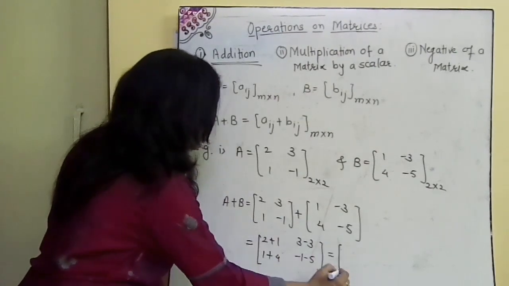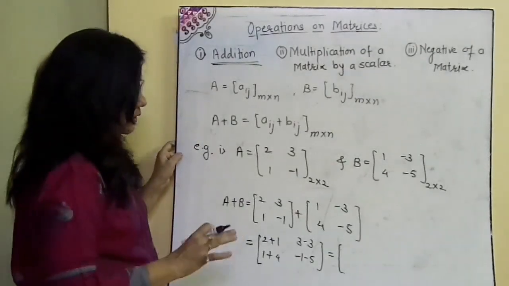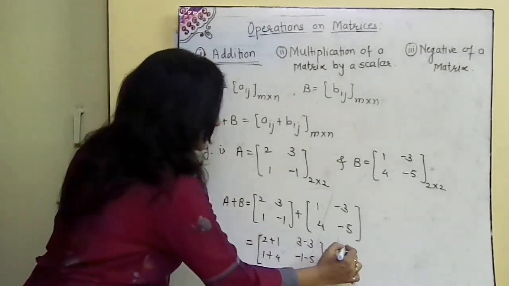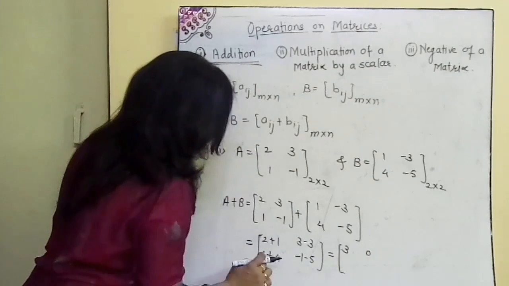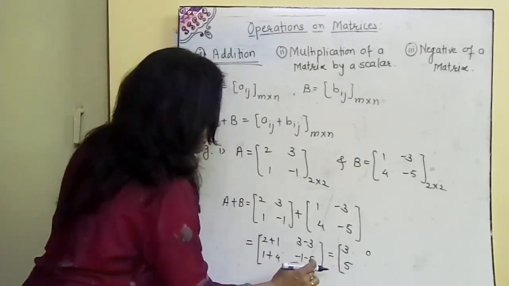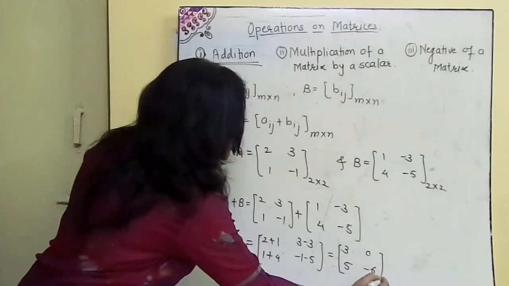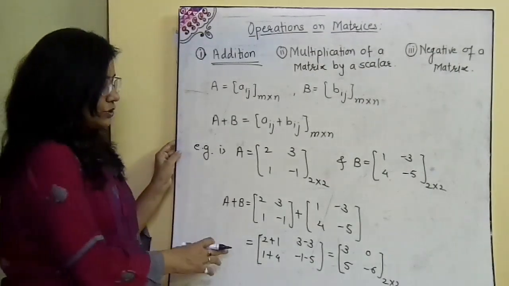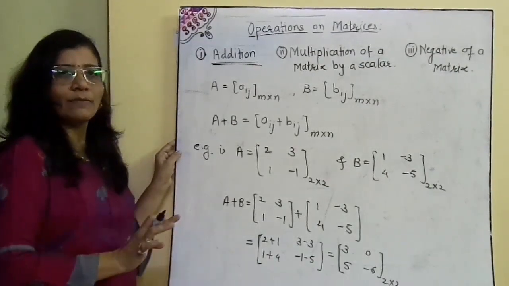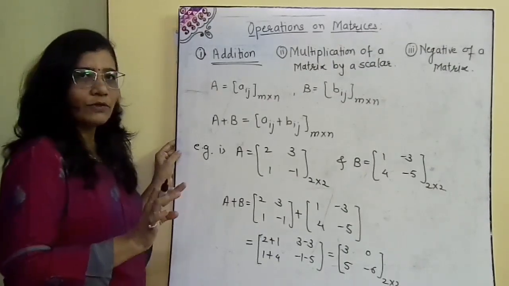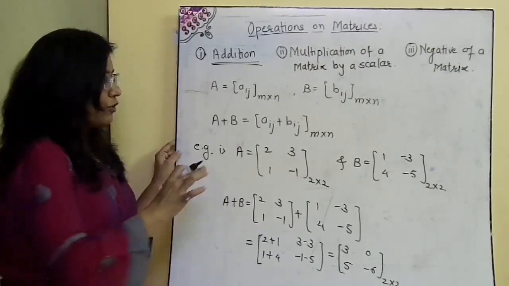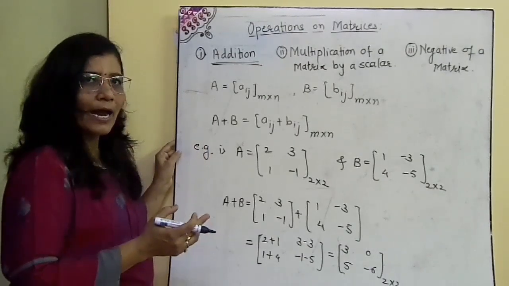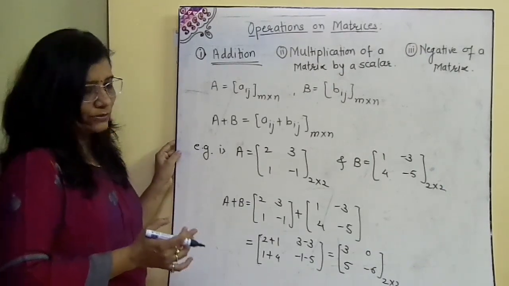As usual, the same rules of addition we use, we have to apply here. So 2 plus 1 is 3, 3 minus 3 is 0, 1 plus 4 is 5, minus 1 minus 5 is minus 6. So the resultant matrix will have an order 2 by 2. So this is the matrix addition. While doing the matrix addition, we have to be careful that the two matrices which we want to add should have the same order, and we have to add their corresponding elements.